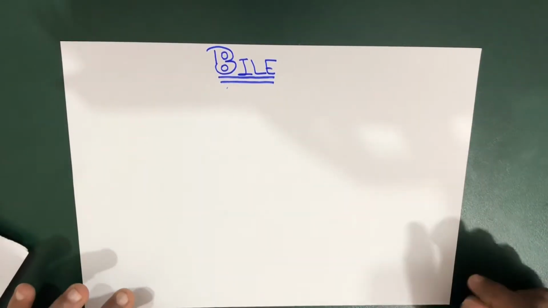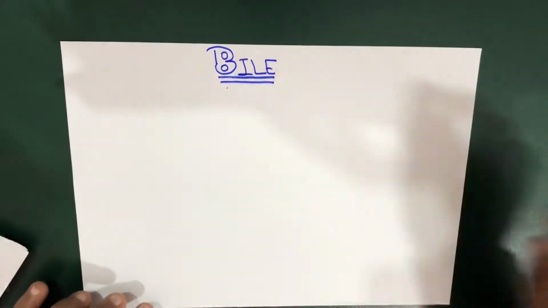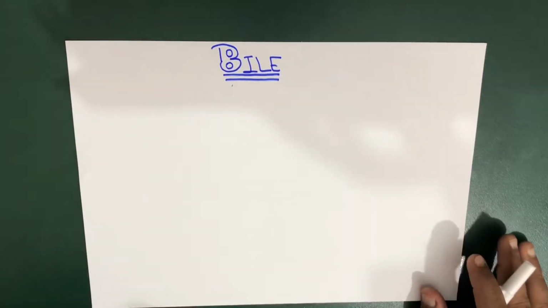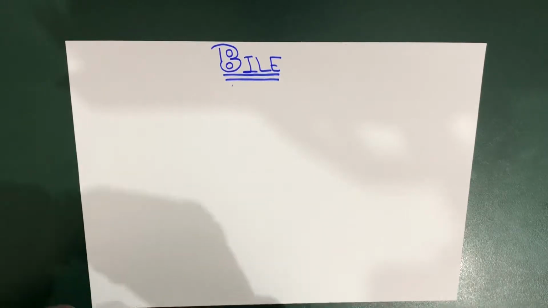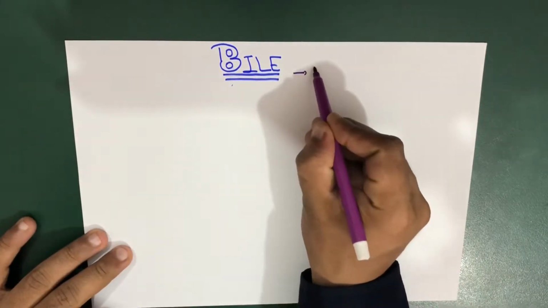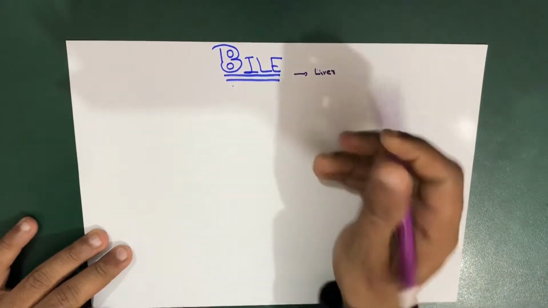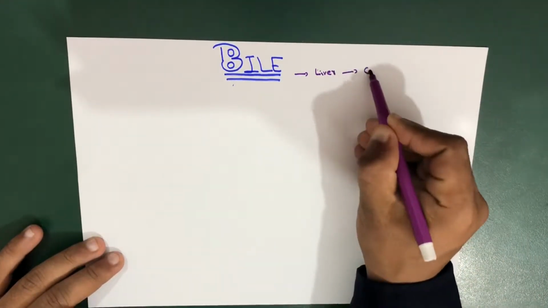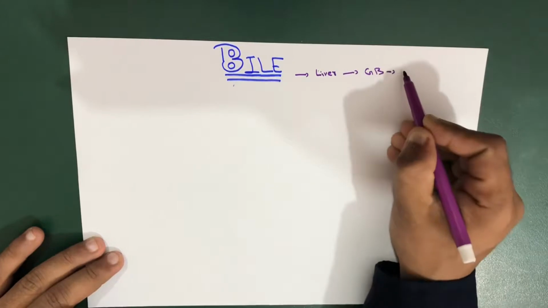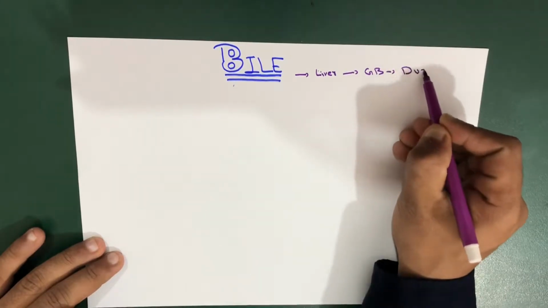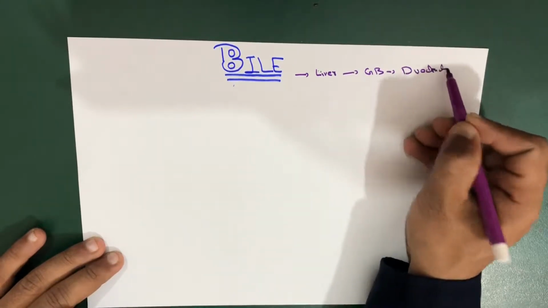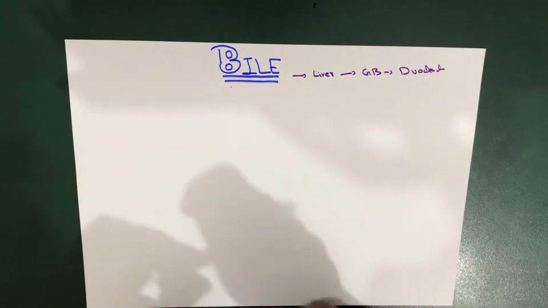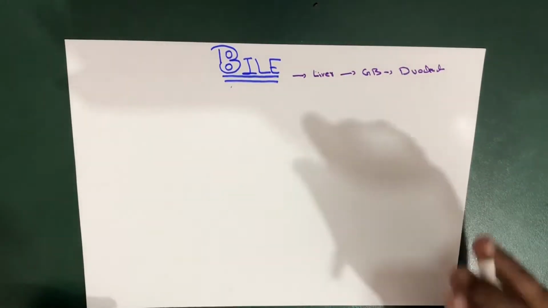In this session of the video, we're going to talk about the bile. In order to understand the bile, we know that the bile is secreted from your liver. From the liver it enters the gallbladder, and from the gallbladder it drains into your duodenum, or the second part of your duodenum, which is a part of your small intestine. So in this section we'll be talking about the physiology of your bile.